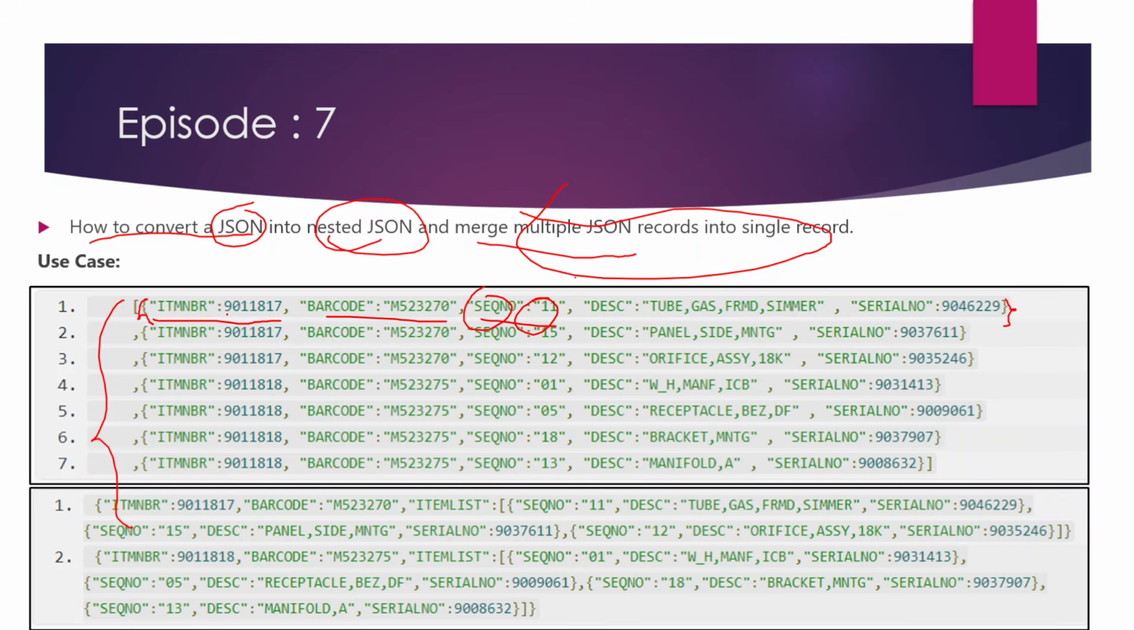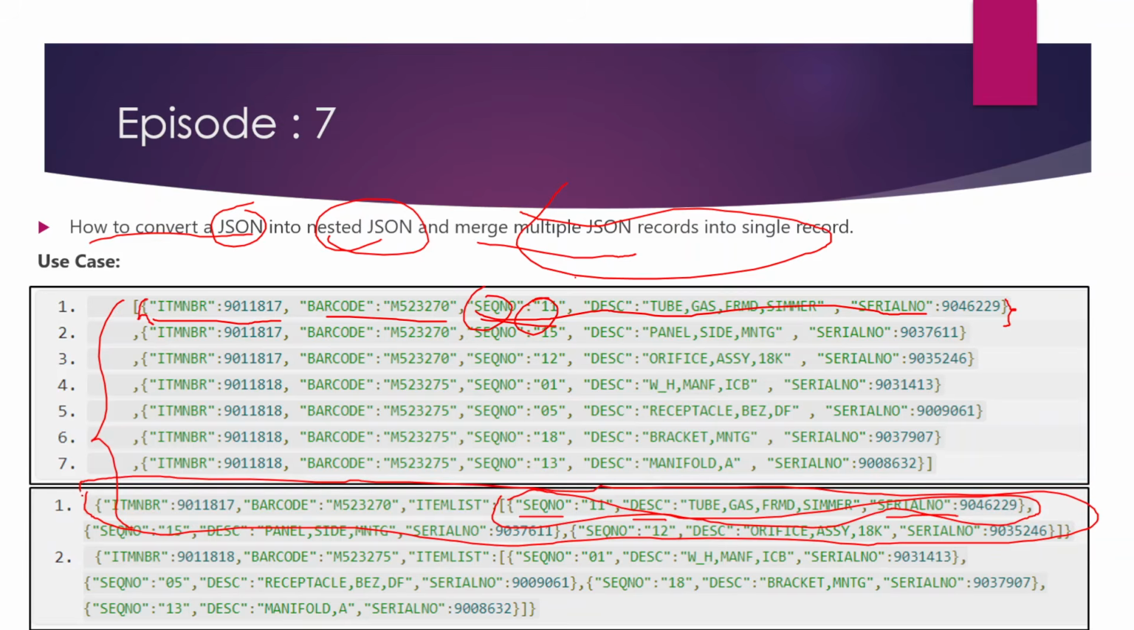Now we want to achieve two requirements. The first one is that we want to convert each of these JSON into nested JSON. If you see the output, these properties like sequence number, description and serial number, these three properties, have been enclosed within one JSON, which is a part of this parent JSON. So we have to perform some transformation that will convert these three properties into a child JSON.